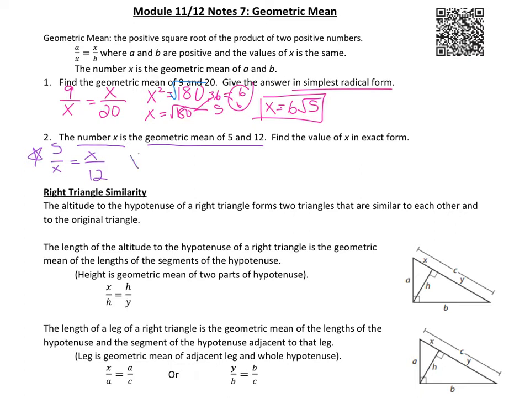When you multiply, you should have gotten x squared equals 60. When you take the square root of both sides, we get x equals. We have to do our factor tree, so you should have done 6 and 10. You could do 2 and 3, and then 2 and 5. So there's a pair of 2, so that goes outside. The 3 and the 5 are left over for the inside, so you'd have 2 square root 15.